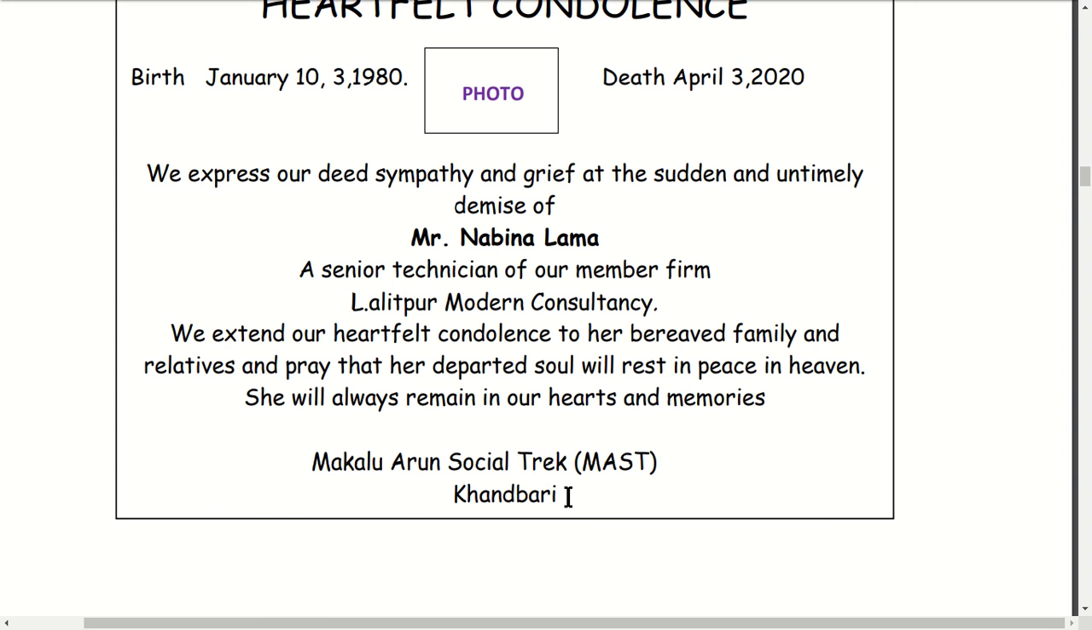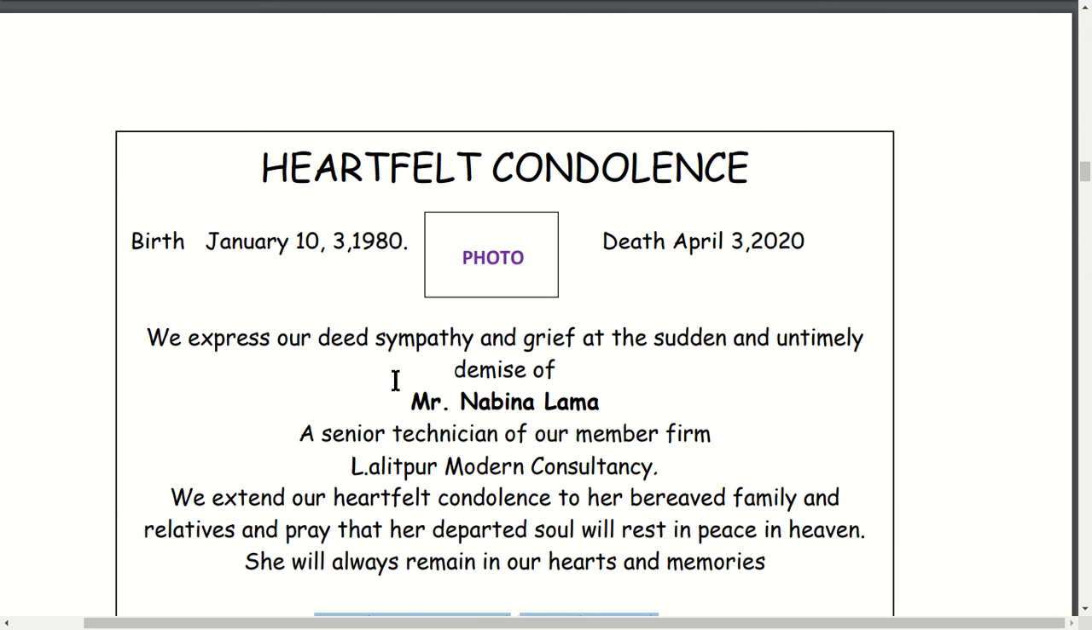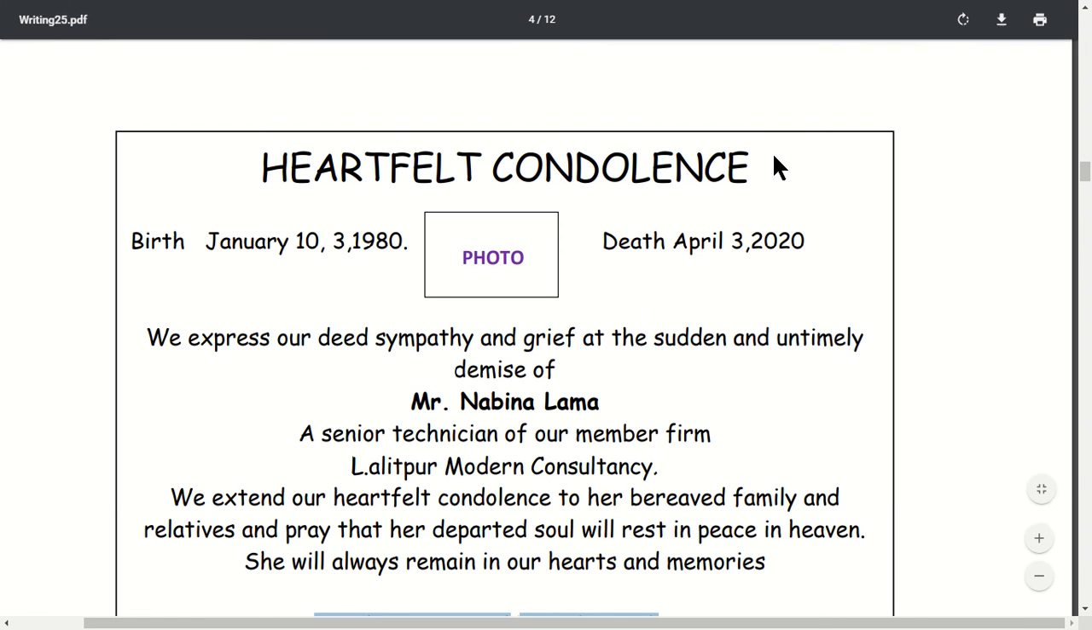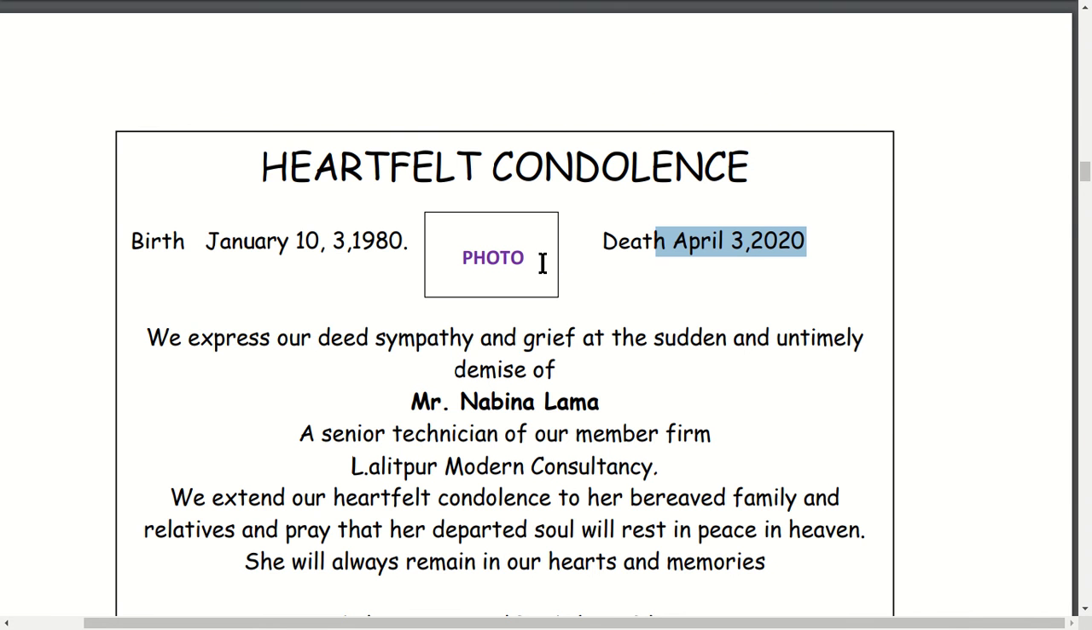Okay, this is the organization. Write the name of the organization which is going to publish this heartfelt condolence here. This is the title of the condolence. This is the birth of the person. This is the date here, and this is the photo here. Write a box, and inside the box write PHOTO. Only that, don't draw any picture here. Drawing a picture is not necessary here. Only that is enough.